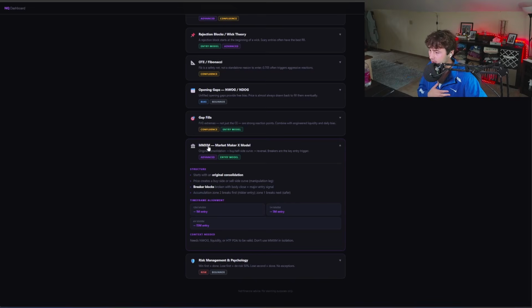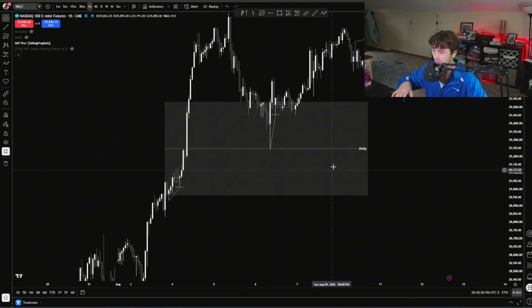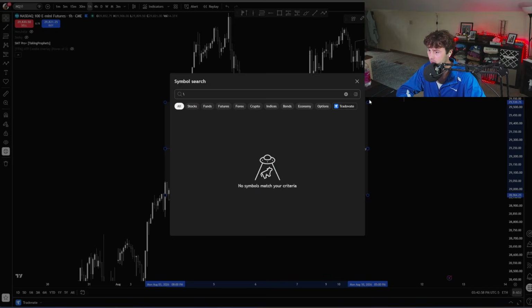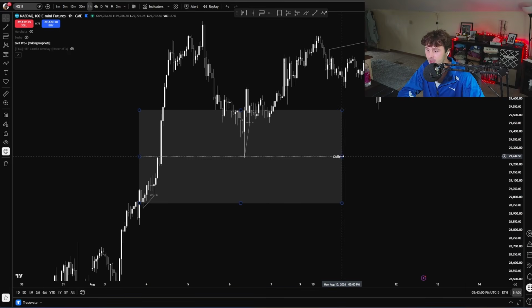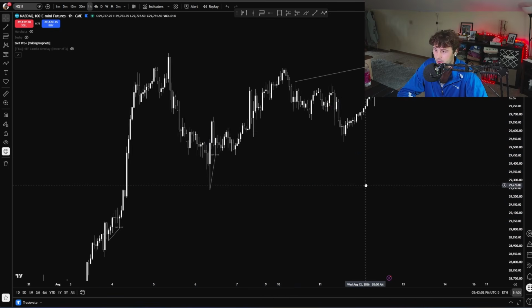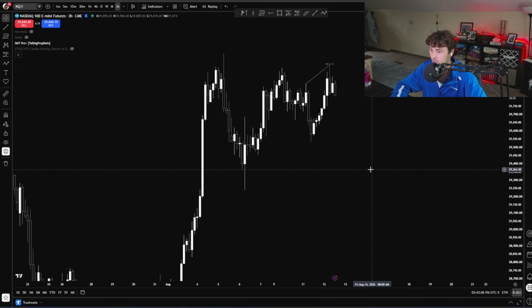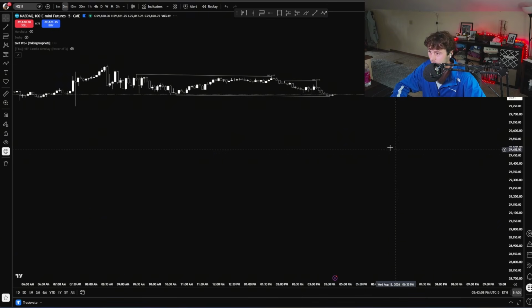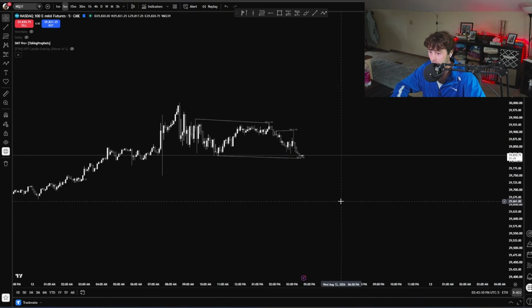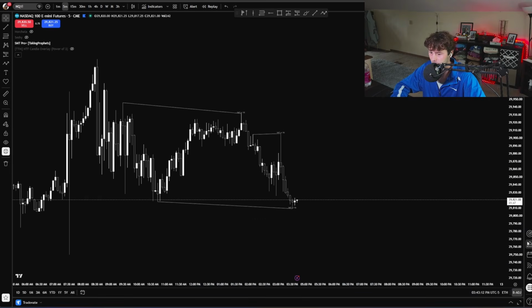Next thing that's important is these market maker models. Now, you can have a market maker buy model and a market maker sell model. These things people get very confused about, but it's super simple. It's literally exactly what we just went over with AMD. The theory is market makers are engineering liquidity. They're building this up so that it's easy to see where price wants to go. And it's literally accumulation, manipulation, and distribution, okay?